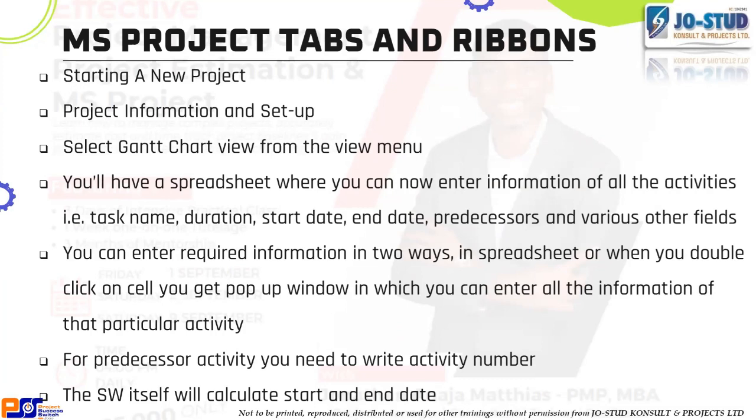So what we're going to do now is start a new project, and then I'm going to show you how to generate project information and set up your project environment. Then you select your Gantt chart view. You will see a spreadsheet. You can enter the required information either directly or by double clicking to enter. Then for the predecessor activity, you need to write down the activity number. Then the software will automatically calculate your start and end date for you.